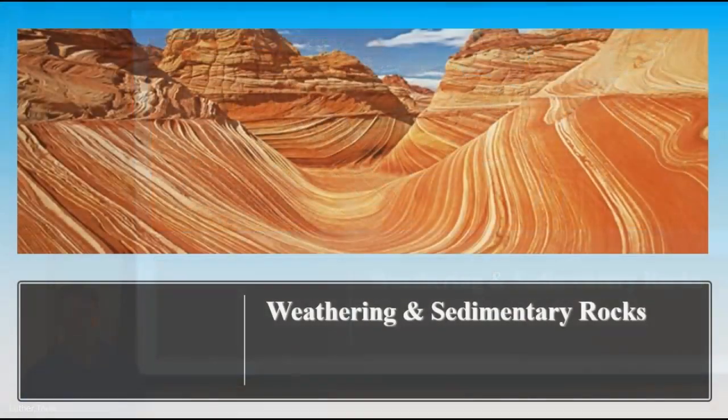All right, let's see how we do with our next group of rocks called sedimentary rocks. We're going to introduce a couple topics here. One is weathering, and the second would be the rocks themselves. In order to get our sedimentary rocks, one way we can create those is we need pieces. And so weathering is a process by which we can get those pieces.